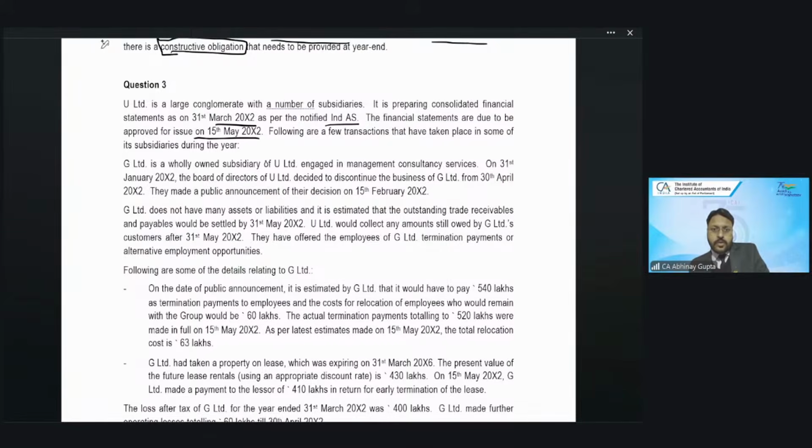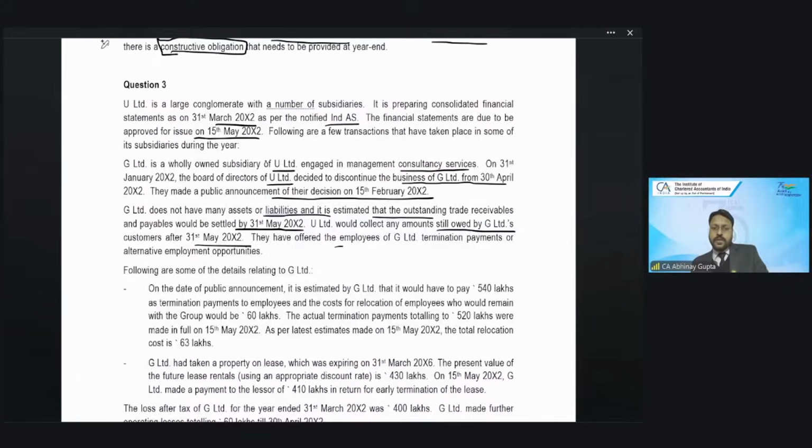G Limited is a wholly owned subsidiary of U Limited engaged in management consultancy services. On 31st January 2002, the board of directors of U Limited decided to discontinue the business of G Limited from 30th April 2002. They made a public announcement of their decision on 15th February 2002. G Limited does not have many assets or liabilities, and it is estimated that the outstanding trade receivables and payables would be settled by 31st May 2002. U Limited would collect any amounts still owed by G Limited's customers after 31st May 2002.